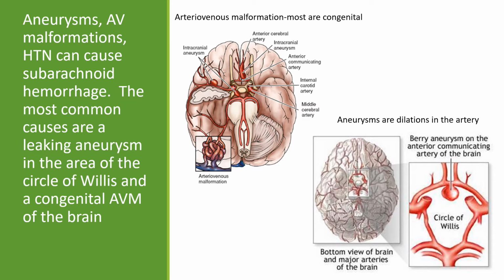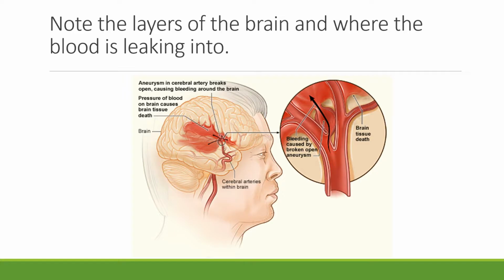An AV malformation, you're actually born with it. It's an arteriovenous malformation, so it's a jumbled mess of arteries and veins mixed together, but they're weak, and so when we have hypertension, they can rupture. So this is just a picture of the aneurysm leaking into the brain.